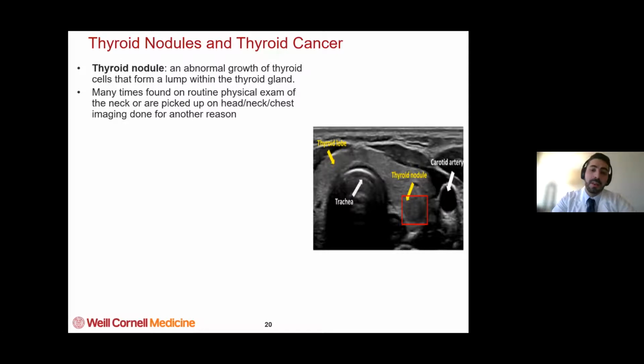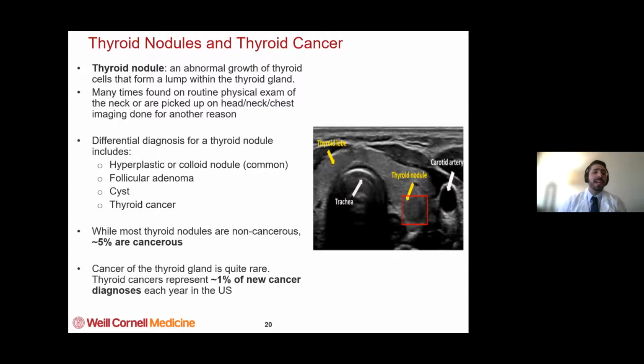They also point out the carotid artery, which is the large artery that goes up our neck into our brain. And that's what you feel when someone checks a pulse in the neck. You're feeling for the carotid artery. So that's what a thyroid ultrasound would look like and how a nodule appears on an ultrasound.